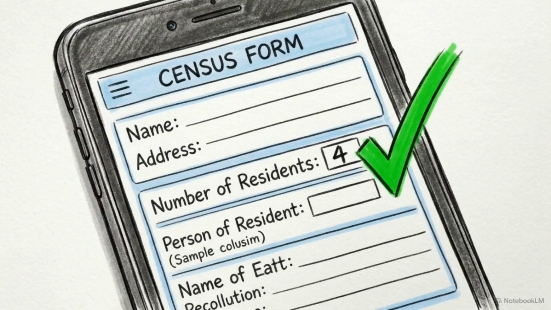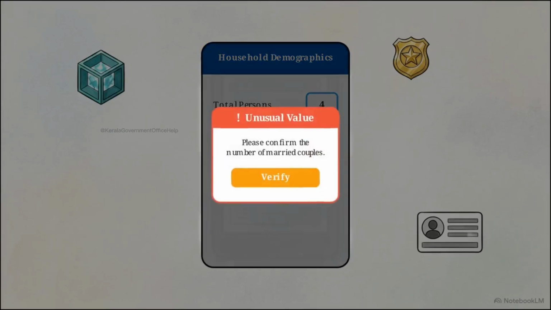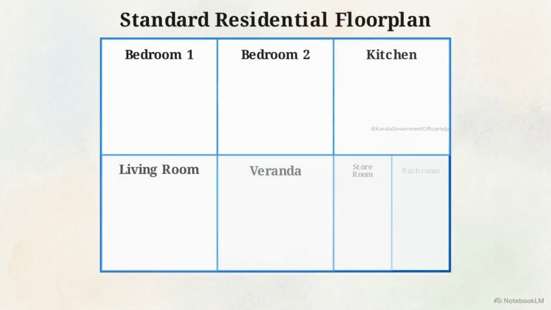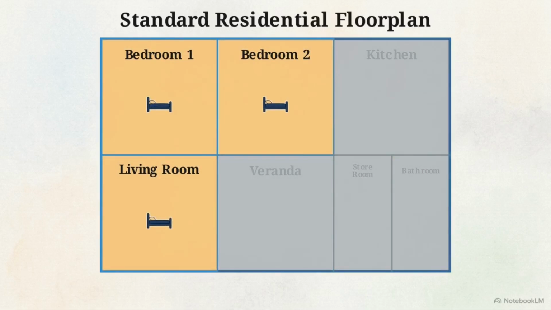The application will actively check your work. If you enter an abnormally high number for total persons or married couples, a warning pop-up requires you to confirm the value before proceeding. This diagram shows exactly how to count rooms. You only include dedicated living spaces like bedrooms and living rooms. Kitchens, bathrooms, storerooms, and verandas are strictly excluded from the total room count.